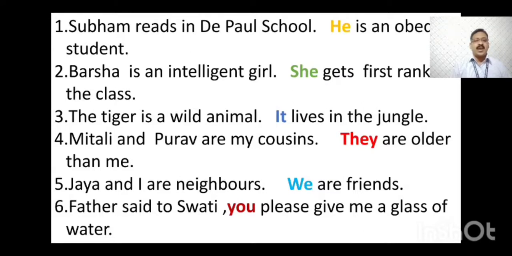Fifth one: Jaya and I are neighbors. I along with Jaya, we both. Here I is a pronoun, Jaya is a noun. So instead of writing again Jaya and I, I have used the pronoun we. We are friends. I and Jaya, we are friends.